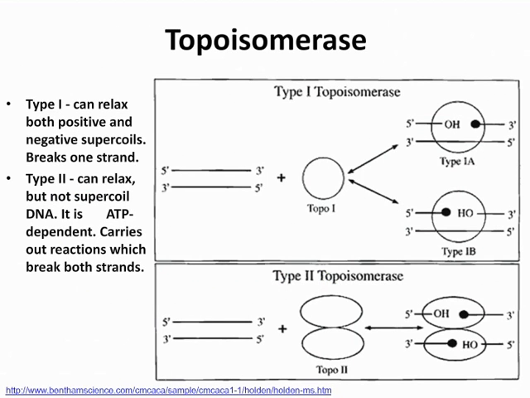So the main difference between type 1 and type 2 topoisomerase is type 1 can relax both positive and negative supercoils, and it breaks one strand. Type 2 can relax but not supercoil DNA, and it also needs ATP.